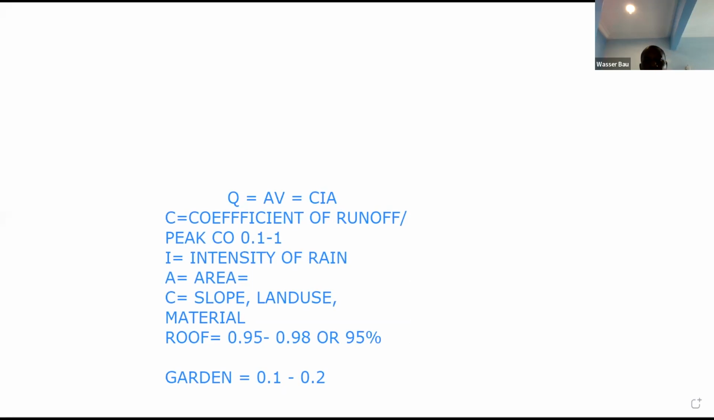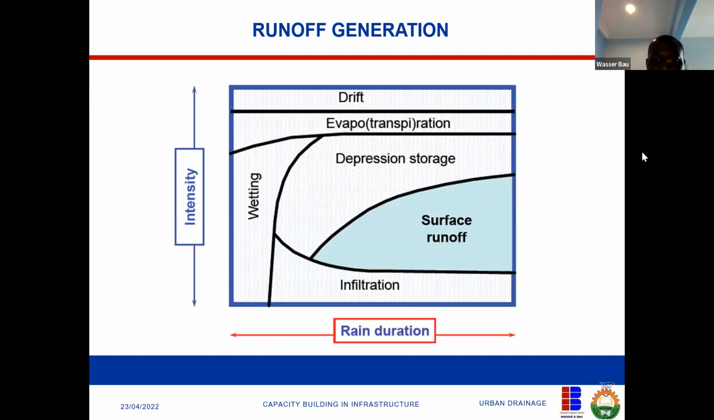Once there's a runoff generation, how does runoff generate? Now, this is rain. This whole block, this rectangle, is the quantity of water that has rained in this catchment. Some will drift away. Some will evapotranspirate. In other words, the plants will absorb it and then give it out through their leaves. Then it will first do wetting. It will first wet the ground.